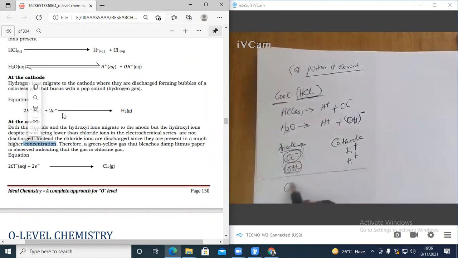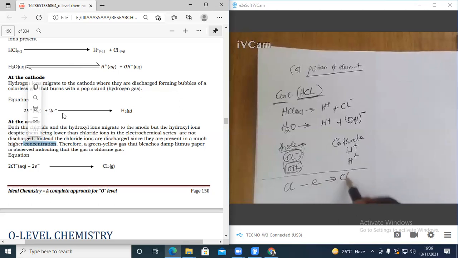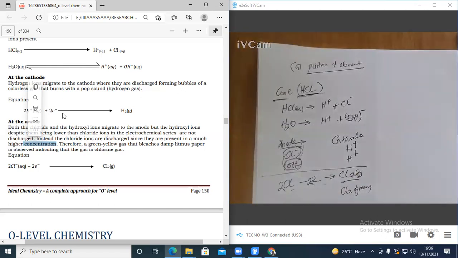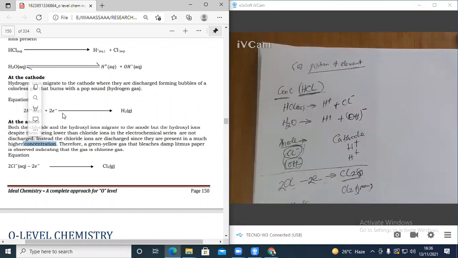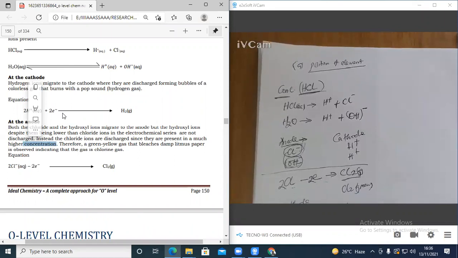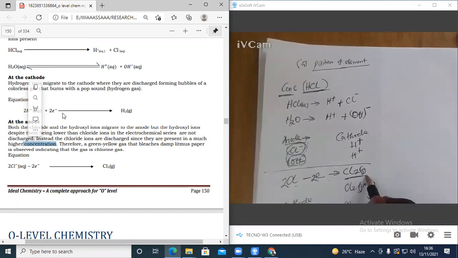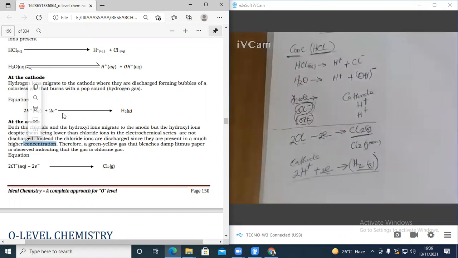So at the anode, we expect to see chloride losing electrons to become chlorine gas. If you try to balance, since there are two, they can't attract one electron. They also attract 2 electrons. So expect to see chlorine gas, a green gas, at the anode. And at the cathode, we expect to see hydrogen ions gaining electrons to give us hydrogen gas. When you balance, this is 2 and then 2. So at the cathode, we expect hydrogen gas. At the anode, we expect chlorine gas.